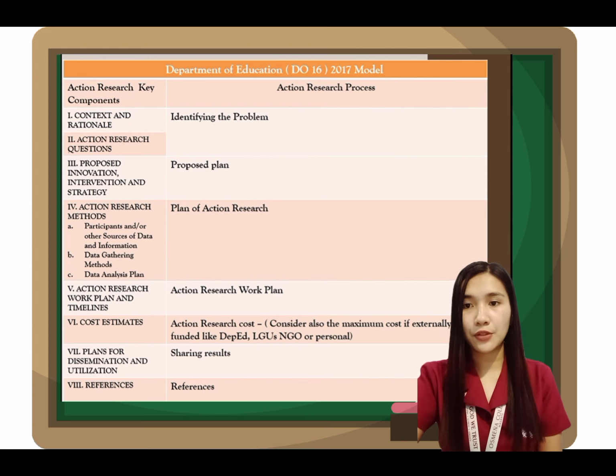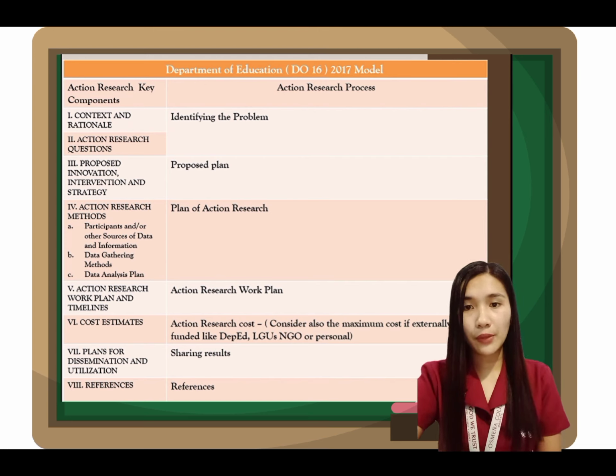So next is the action research methods. So it has the letter A, which is the participants and or other sources of data and information. Letter B, data gathering methods. And letter C, data analysis plan. So this is the plan of action research.